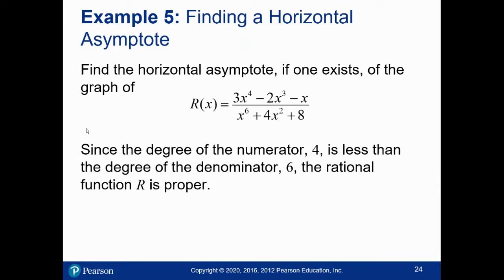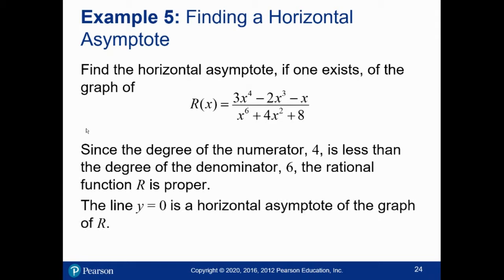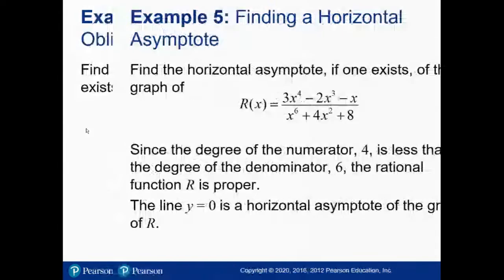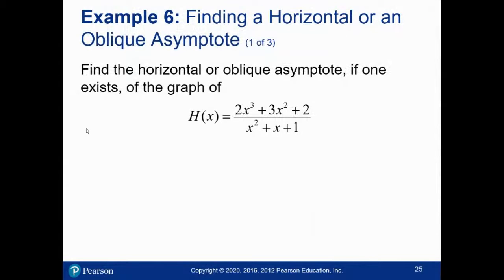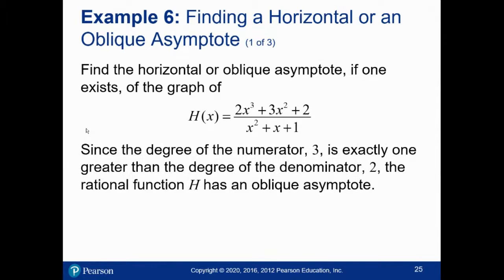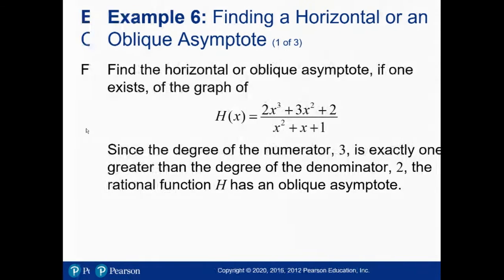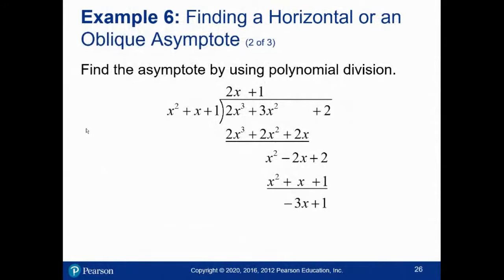So the degree of the numerator is 4. The degree of the denominator is 6. The degree on top is less than the degree on bottom, which means y equals 0 is a horizontal asymptote. It's actually the only horizontal asymptote. How about this one right here? Well, the degree of the numerator is 1 larger. It's of degree 3 compared to degree 2. So it has an oblique asymptote, and we have to do polynomial division.